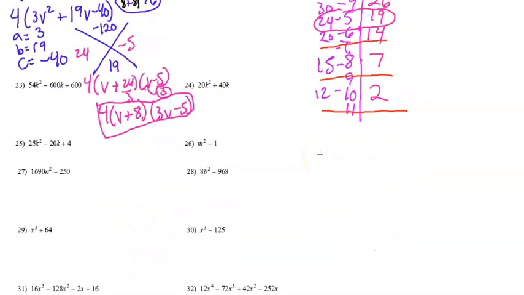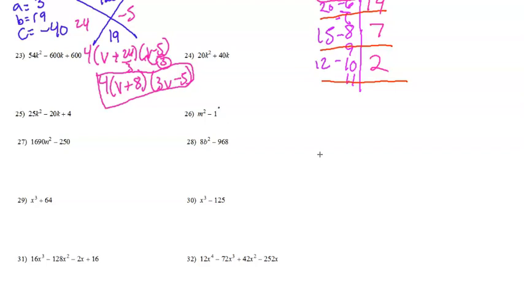Let's look at number 26. We have m squared minus 1. Recall from Algebra 1 your difference of squares formula: a squared minus b squared equals a minus b times a plus b, where these two factors are conjugates of each other.